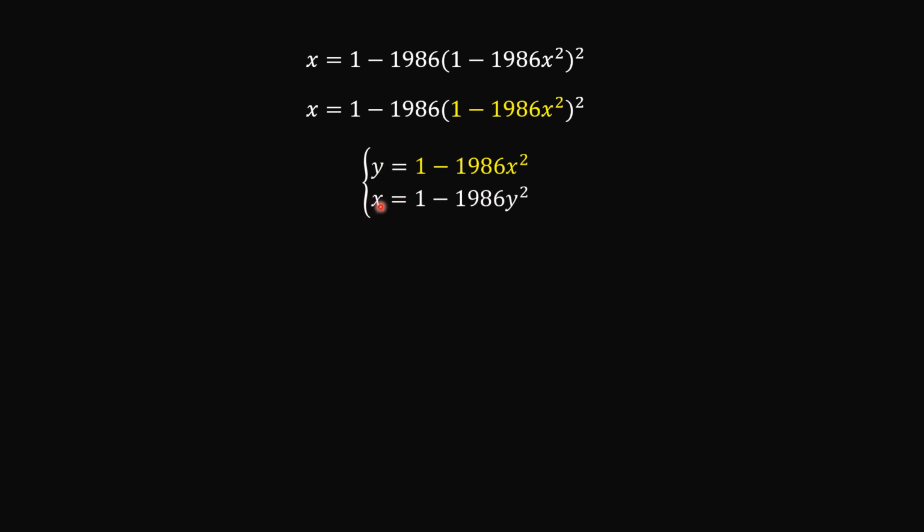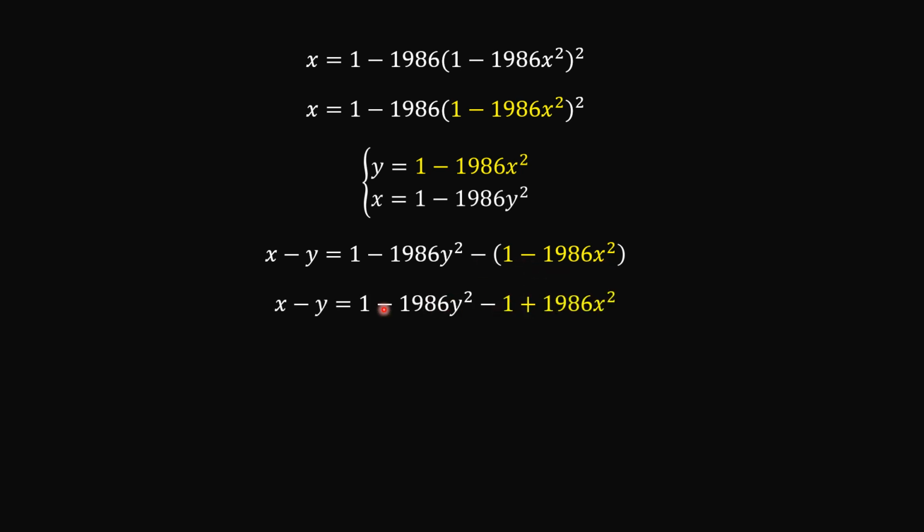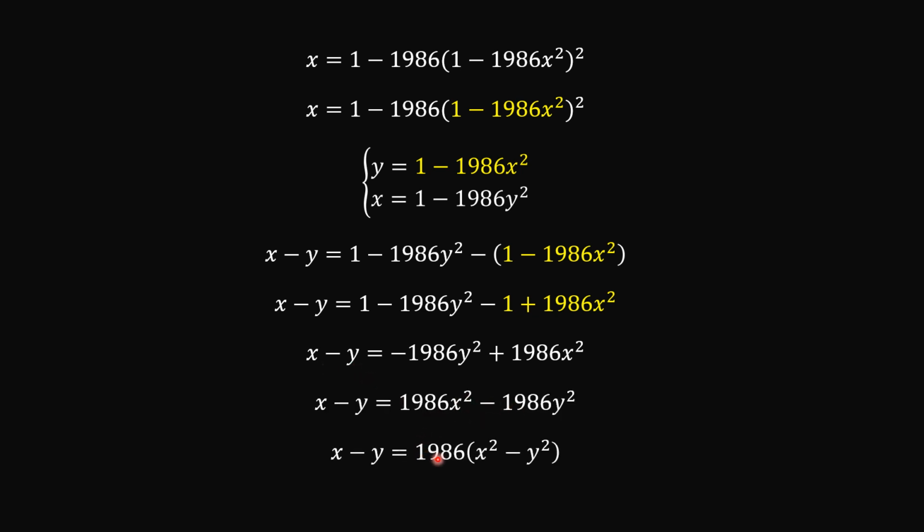Okay, cool. Now I'm going to subtract side by side. I'm going to say y minus x here, and then we have this. After multiplying by the negative sign here, we're going to have this. Now 1 minus 1 is 0, and I'm just going to write this expression minus this. Just organize in terms of x, and then factoring out 1986, we have x squared minus y squared, which is perfectly good for the solution of this problem, right?